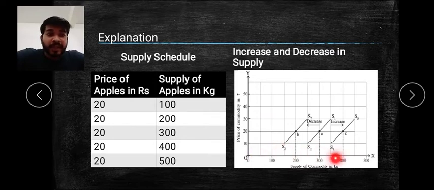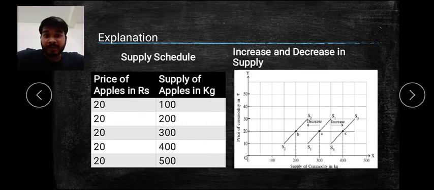in this curve, on the x-axis supply has been taken and on the y-axis price. The scale is 2 cm equals 100 kgs on the x-axis, and 1 cm equals 10 rupees on the y-axis. Here 20 rupees is constant, shown by the line, and 100, 200, 300, 400 and 500 are plotted on it. As I told you, initially it was 300, so initially at 300 is point A.